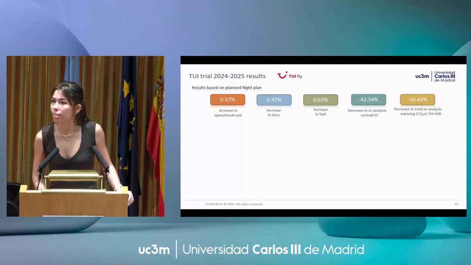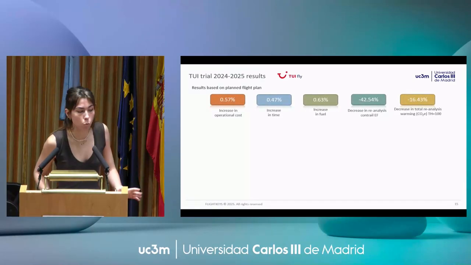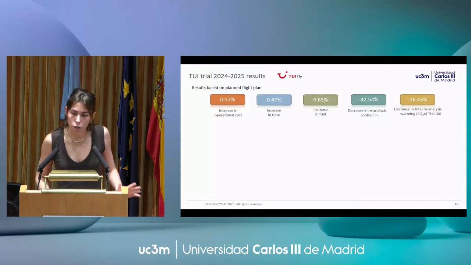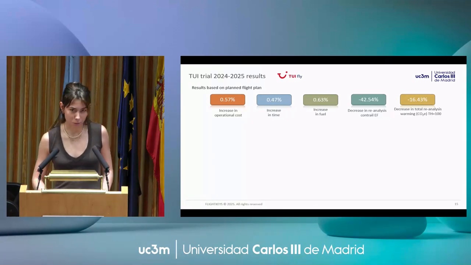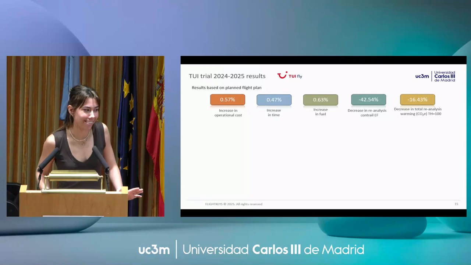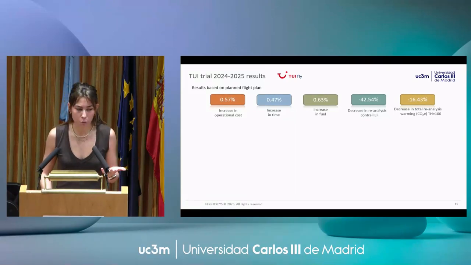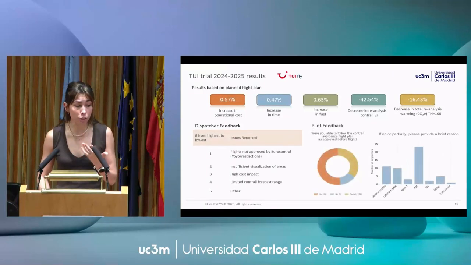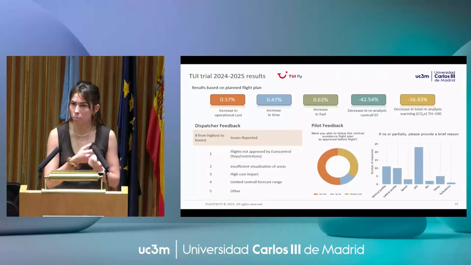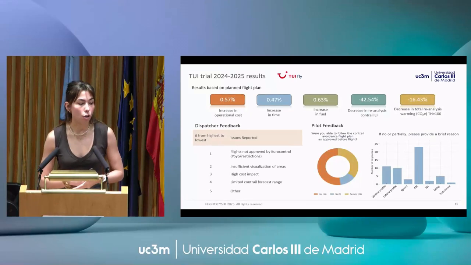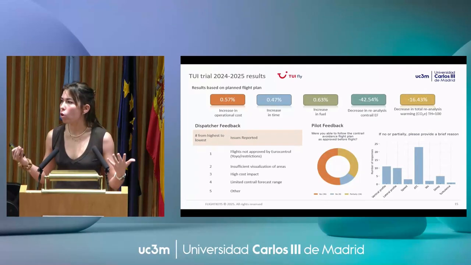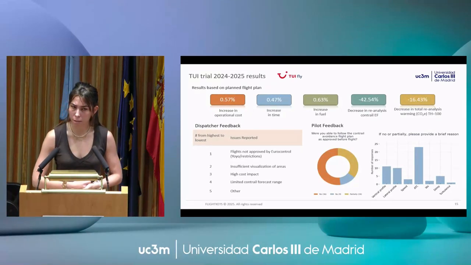And the results are more or less in line with what we presented before. So we have an increase in cost higher than was expected, with a decrease in energy forcing of around 40%. But what was more interesting is that we managed to get feedback from both the dispatchers and the pilots on what was the main source why they couldn't follow or couldn't file a contrail-avoiding flight plan.